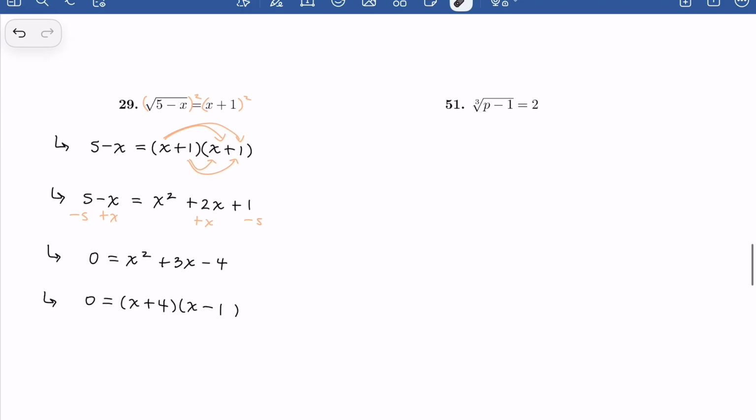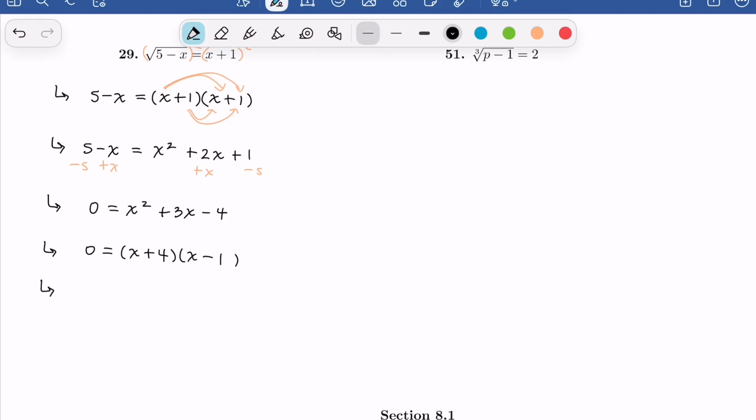So from here, let's use our zero factor property. This tells us that if the product of two things equals 0, then either this is going to be equal to 0, or this is going to be equal to 0, or both. So we're going to get two solutions here. So this tells me that x plus 4 is going to be equal to 0, or x minus 1 is going to be equal to 0. So my two solutions then are going to be x is equal to -4 and x is equal to +1.